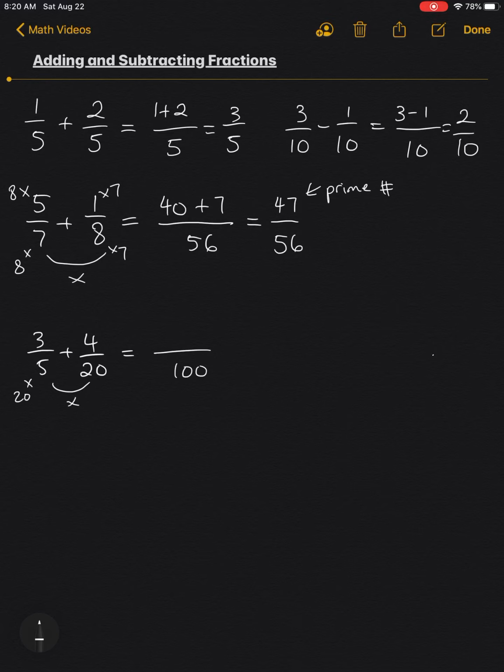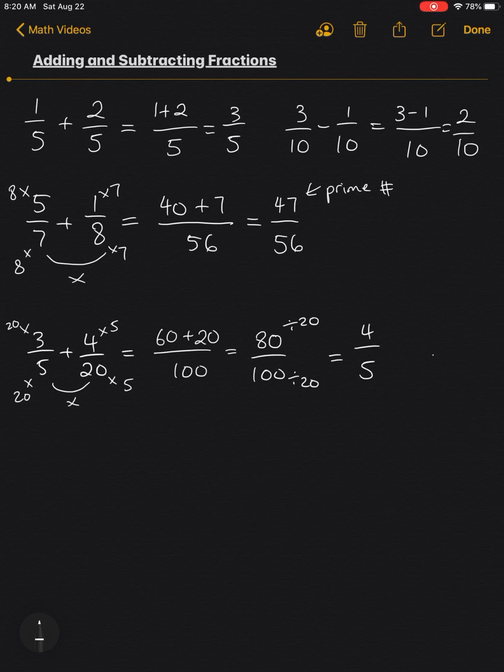So 5 times 20 gives me 100. Whatever I do to the bottom, I do the same thing to the top. So I have 60 plus. Over here, I have 20 times 5 gives me 100. Whatever I do to the bottom, I do to the top. So that gives me 20 for the top number here. 60 plus 20, that gives me 80 out of 100. Now, both of these numbers can be divided by 20. So I'm going to divide the top and the bottom number by 20 to give me 4 out of 5.